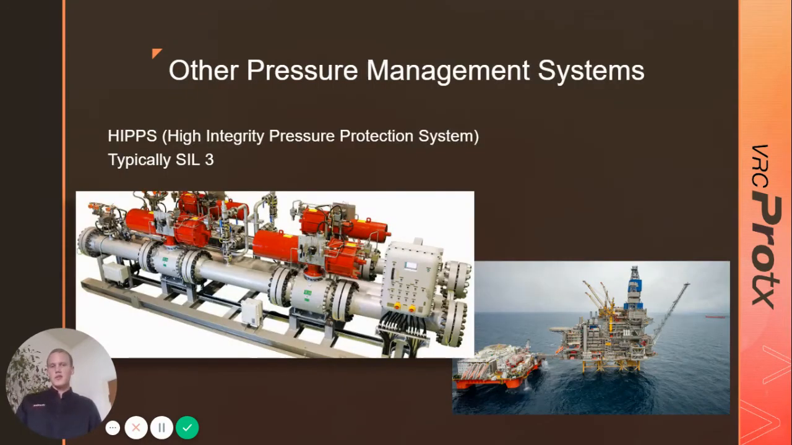You might also see in the oil and gas industry a HIP system, which is an automated isolation assembly. So instead of relieving the fluid into a complicated pressure relief system or storage tanks, a HIP system isolates the pressure source from equipment that would be damaged by pressure surges.